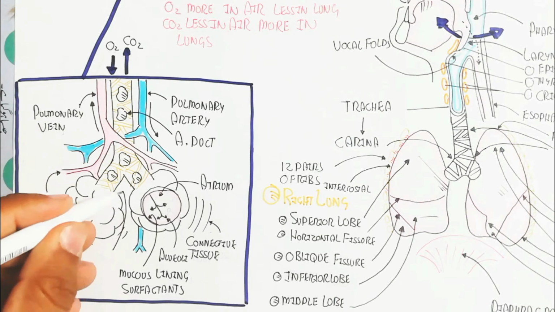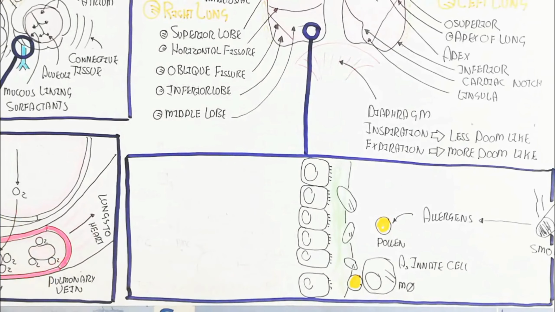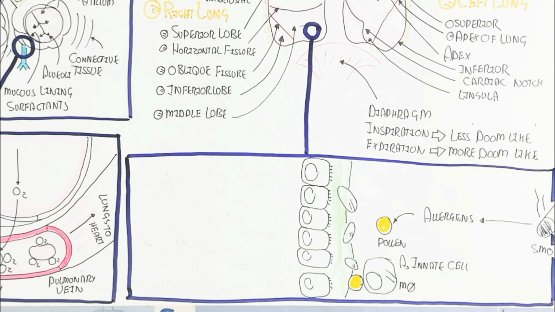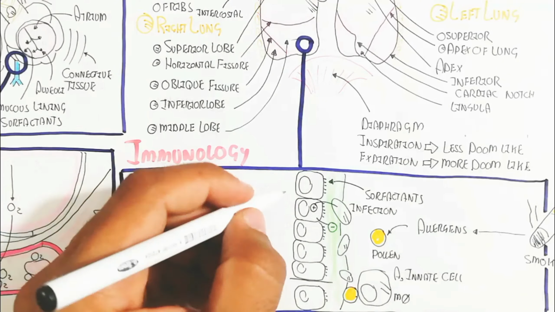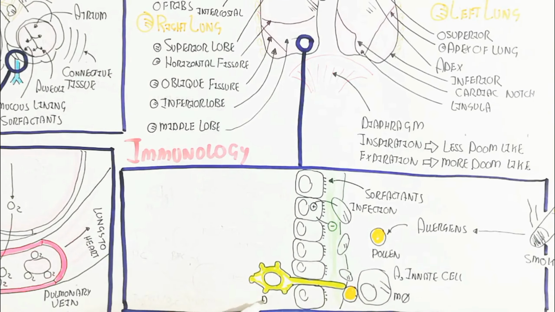Let's understand about immunology. For example, when you smoke, the allergen will enter, as well as pollen from the plant, and the innate immune cells will be activated, like macrophages, which will clear these pathogens. But infection through bacteria or virus will also produce inflammatory cytokines and recruit the dendritic cells, and in this way the dendritic cell will recognize the pathogen or other types of pollen or allergen.